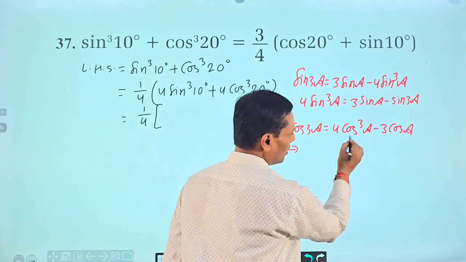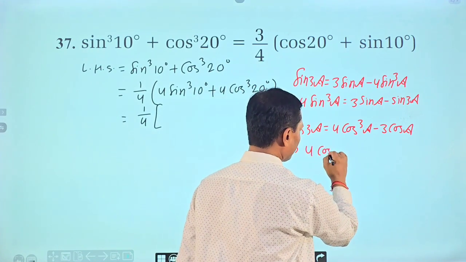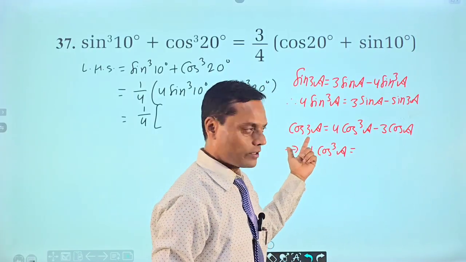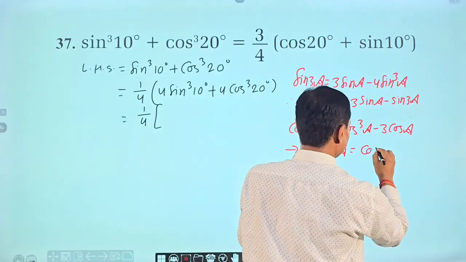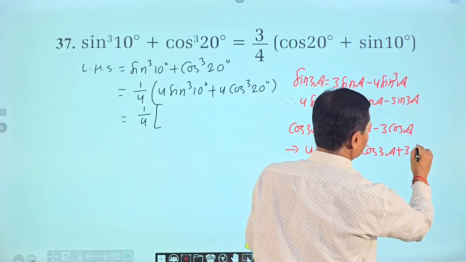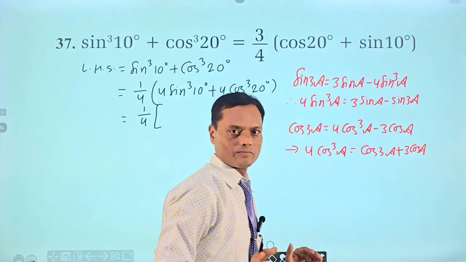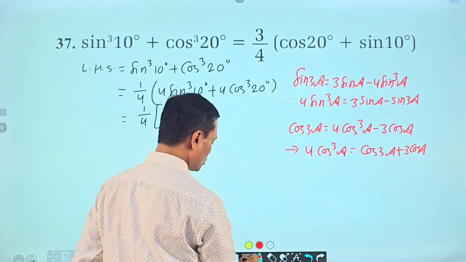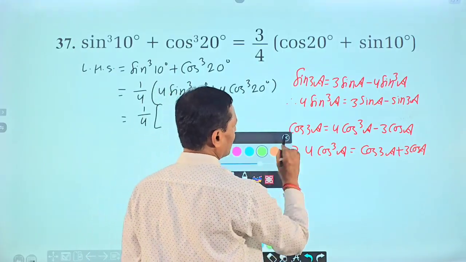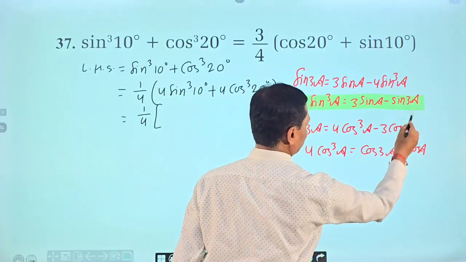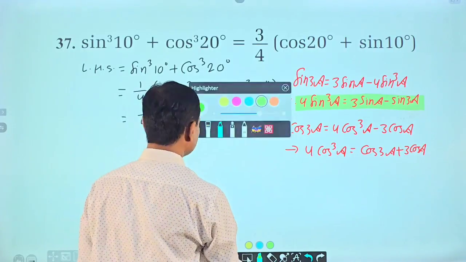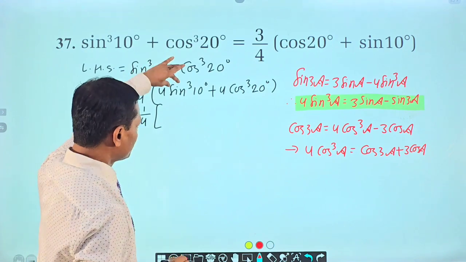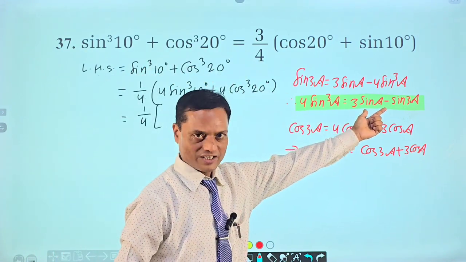And from here, 4 cos cube a equals, this minus 3 cos a goes to the left side, so this becomes cos 3a plus 3 cos a. So I am just going to apply this formula here. Look carefully. 4 sine cube a, when you apply, we have 3 sine a minus sine 3a.